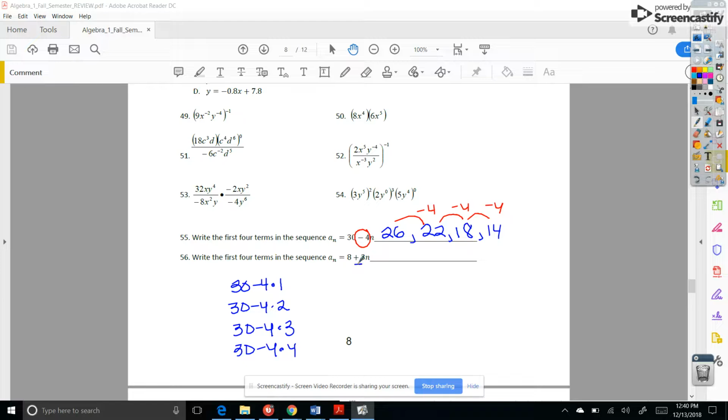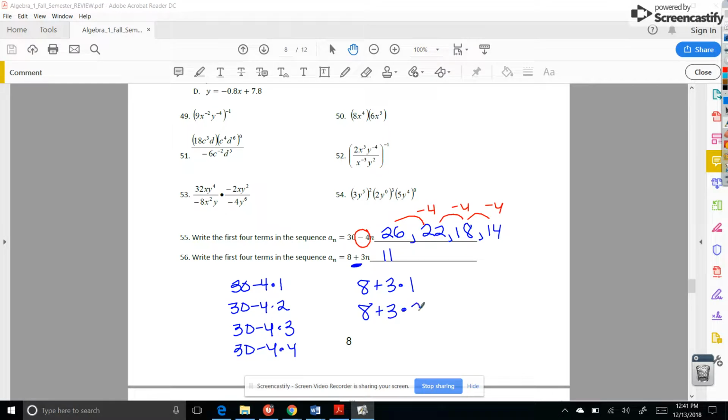Since I have a plus sign right here, I'm going to assume that this next one is going to increase as I go. So let's see. 8 plus 3 times 1. 8 plus 3 times 2. 8 plus 3 times 3. And 8 plus 3 times 4. And I see I'm going up by 3's, and that's because my slope is 3.